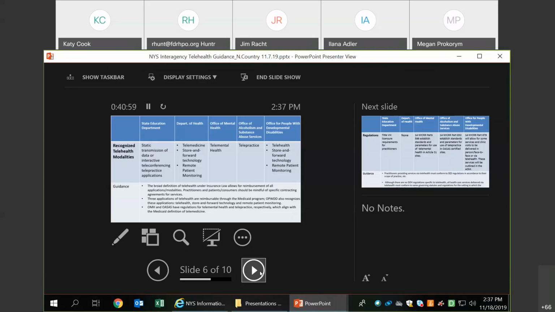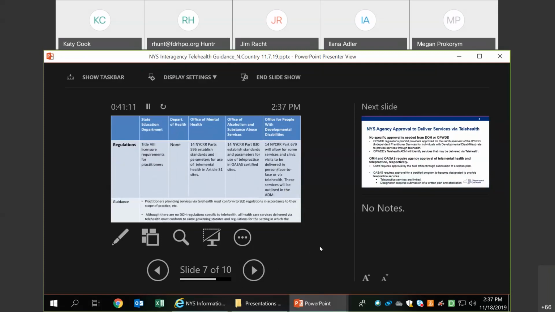So a few things to be mindful of. OMH and OASIS really only utilize live video conferencing. So for our next slide, the difference in regulations between the various state agencies.